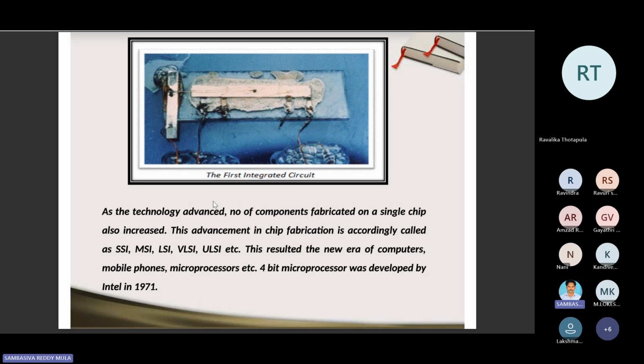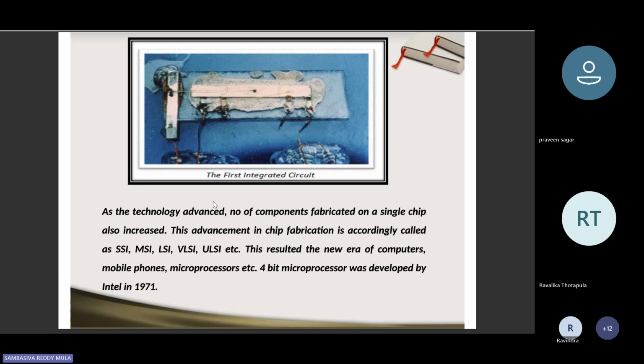Snapdragon, quad core processors, they will advertise like that. While purchasing a mobile also, we check features like processor, RAM size, ROM size. RAM and ROM are the memory types.